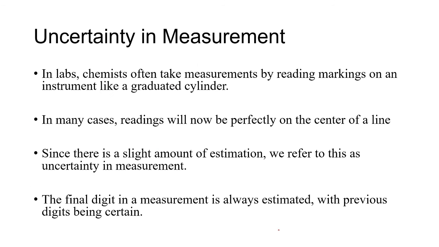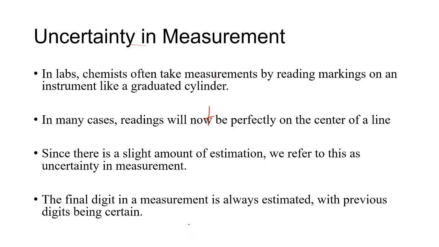Now, with every measurement that you take, whether it be measuring with a graduated cylinder or using a manual scale, a balance type thing, a triple beam balance, there's going to be some uncertainty. It's never going to be totally perfect. So in labs, chemists often take measurements by reading markings on an instrument like a graduated cylinder. In many cases, readings will not be perfectly on the center of a line. So it's not going to line up perfectly in the center. Since there's a slight amount of estimation, we refer to this as an uncertainty in measurement. The final digit in a measurement is always estimated, with the previous digits being certain.